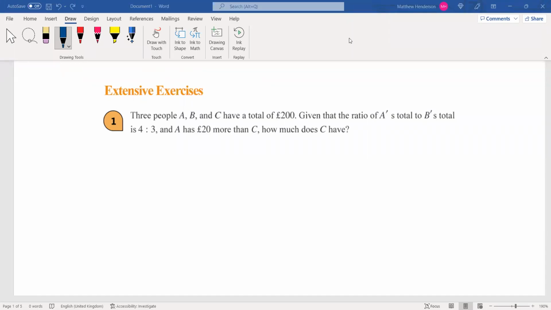Welcome to Year 5, Lesson 4, Extensive Exercises. This is question 1. 3 people, A, B, and C, have a total of £200.